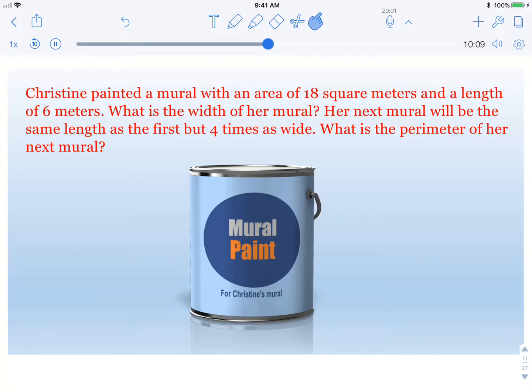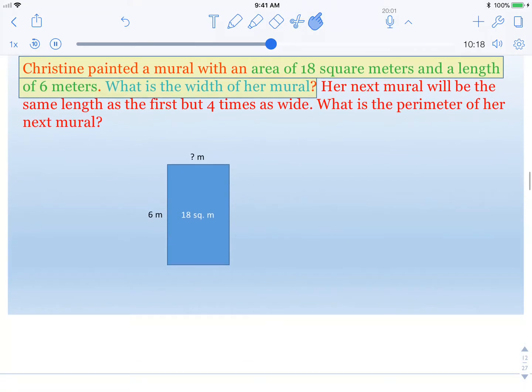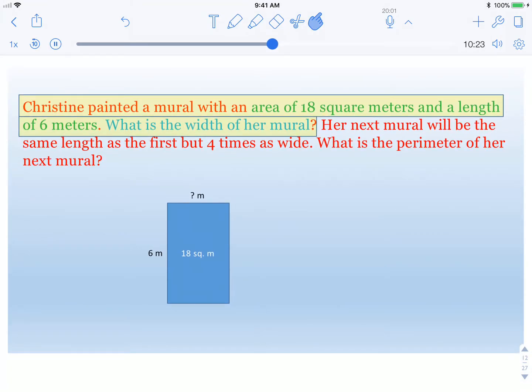The way you easily solve it is you pull out the first problem that you need to work through. So, if you look at the next slide, that's what I did. I pulled out the first problem. Christine painted a mural with an area of 18 square meters and a length of 6 meters. What is the width of her mural? Well, we know that area is length times width. So we have the area, but we only know one side.